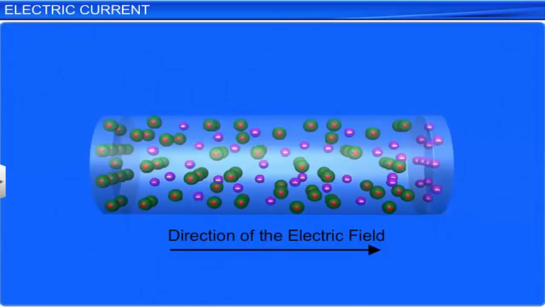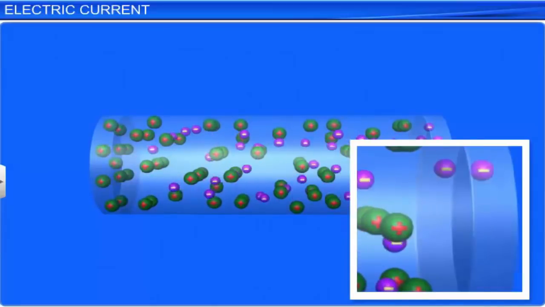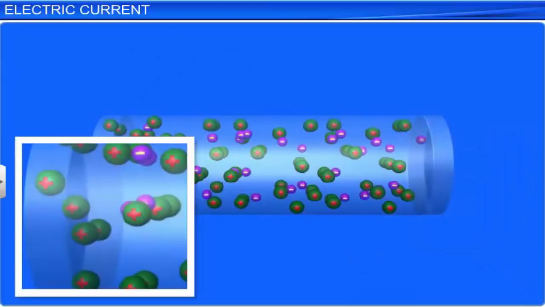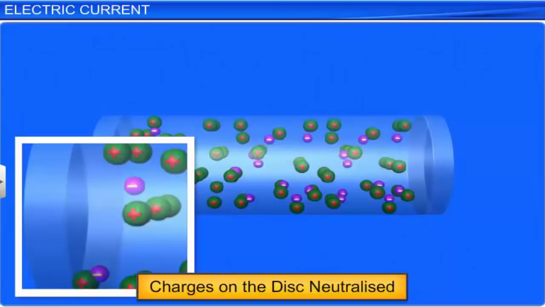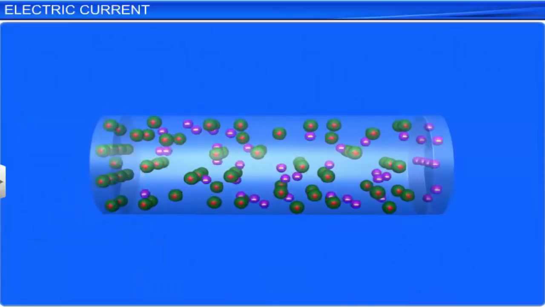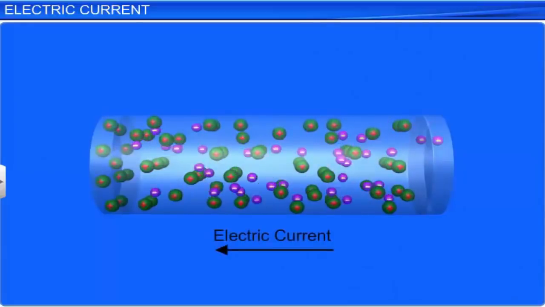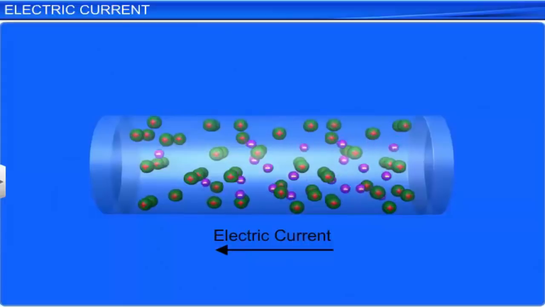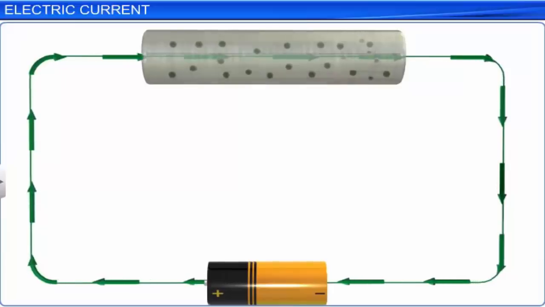The electrons are accelerated and move towards the positive charge. On reaching the positive charge, they neutralize the charges on the disk. The unidirectional motion of these electrons constitutes an electric current. This electric current exists only for a very short time, that is, till the charges are neutralized. We can attach the two ends of a battery or a cell to the two disks to maintain a steady electric field and thereby obtain a steady current.